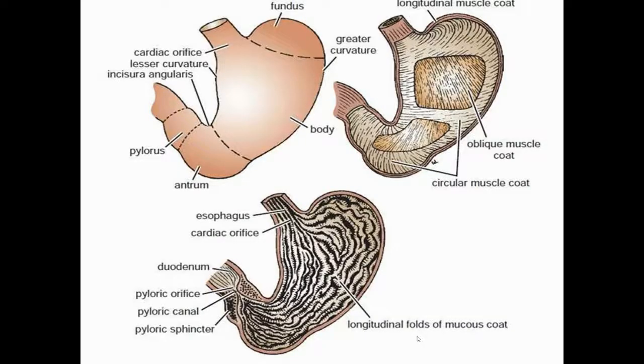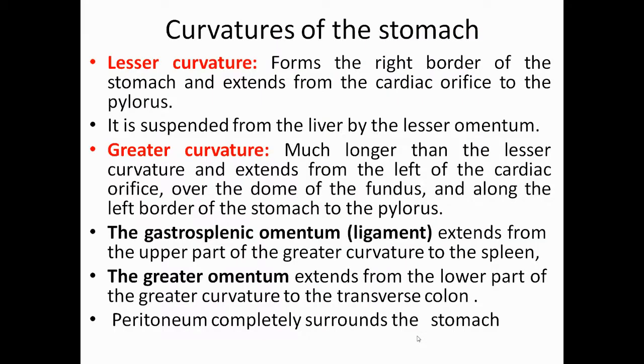So you can see in this picture where the stomach is divided into the fundus and body and pylorus antrum. Now we'll see the curvature of the stomach. Lesser curvature forms the right border of the stomach and extends from the cardiac orifice to the pylorus and is suspended from the liver by the lesser omentum. Greater curvature is much longer than the lesser curvature, and extends from the left of the cardiac orifice over the dome of the fundus and along the left border of the stomach to the pylorus.